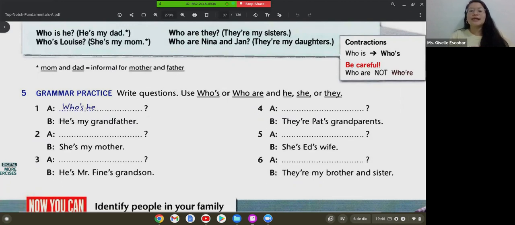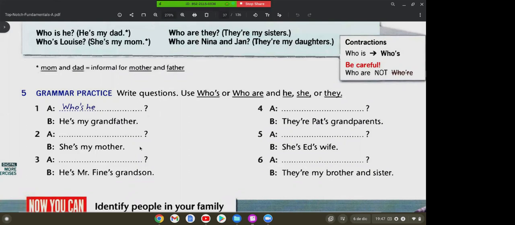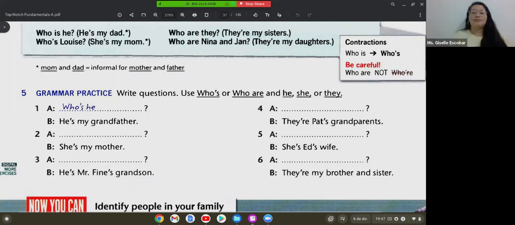So the question is, who's he? ¿Quién es él? He's my grandfather. So what would be the question for number 2? Who is she? Who's she? She's my mother. Now let's see. Number 3. What would be the question for number 3?